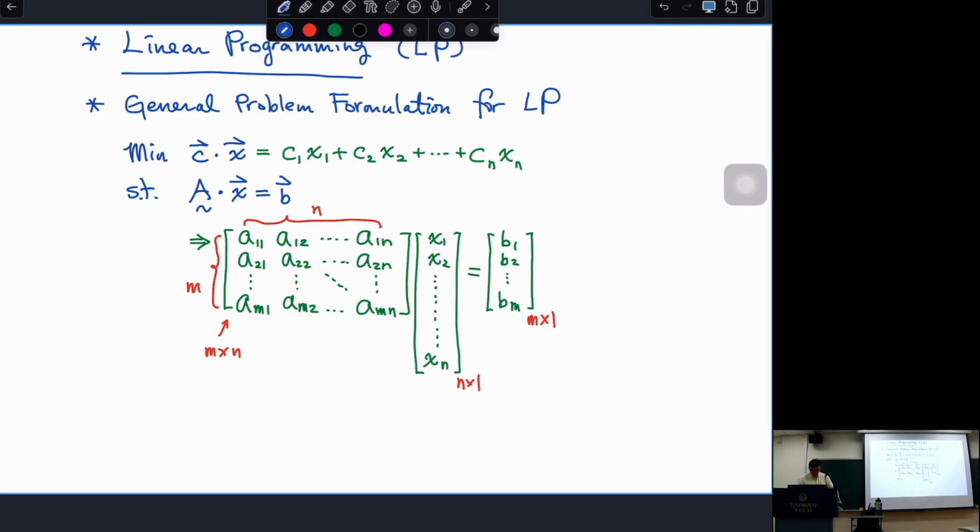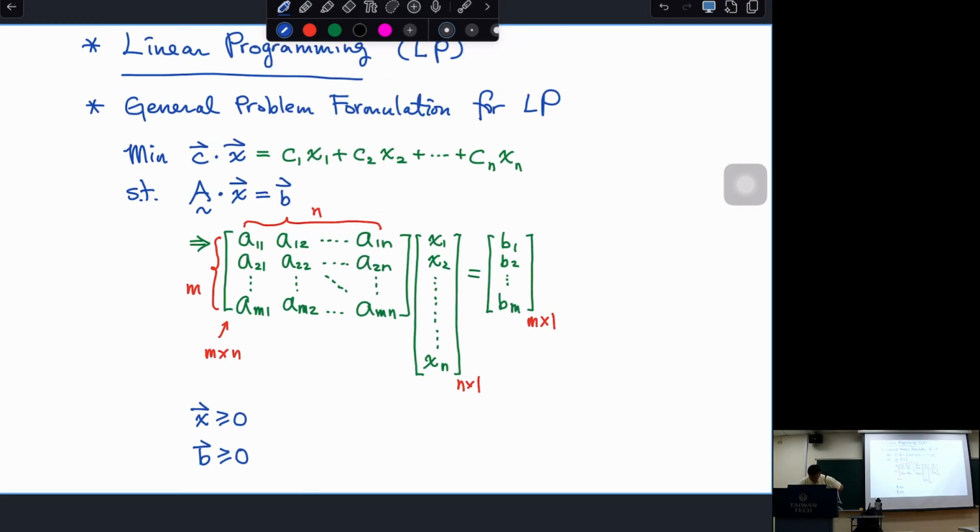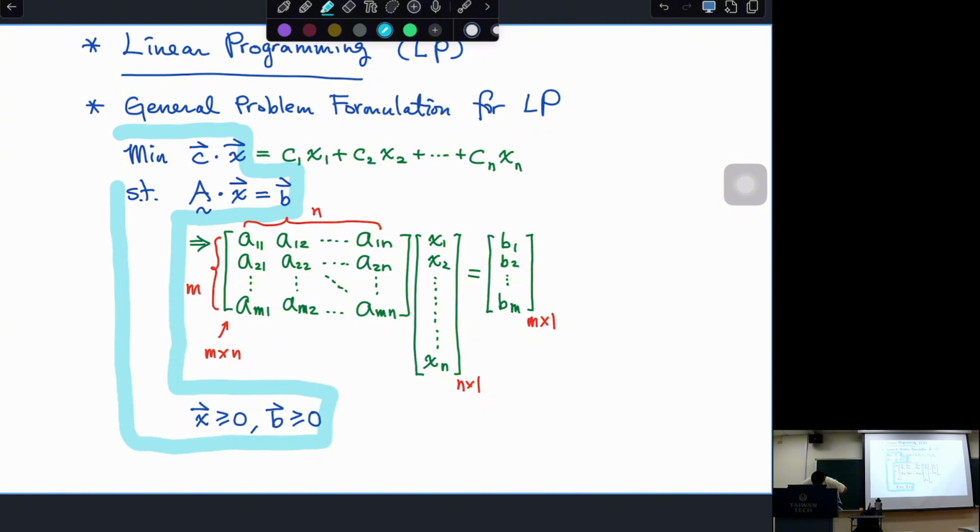And besides these setup, there are also some rules that you must satisfy. All the x must be positive, and all the b must be positive. Okay, so the standard format, to save some space, the standard format is right here, in a vector form. And for the rest, they are just vector and matrix.